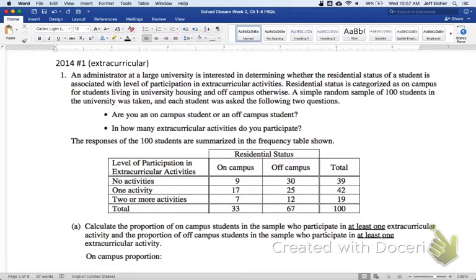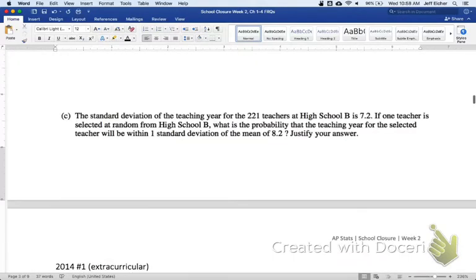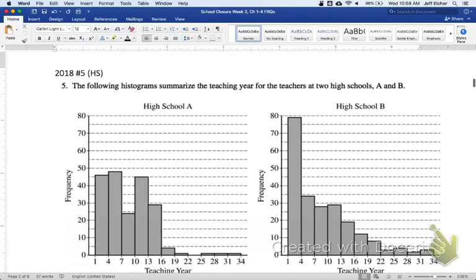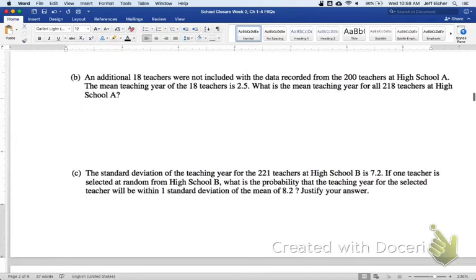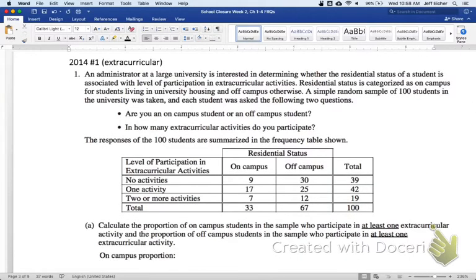We're going to look at 2014 number 1 about extracurricular activities. Again, this is a continuation of some notes. We've been looking at chapters 1 through 4, did some histograms, did some scatter plots. So in this video, we're going to look at categorical data.